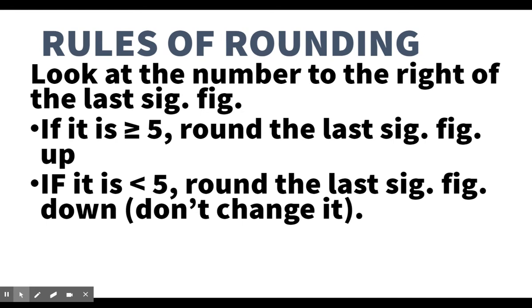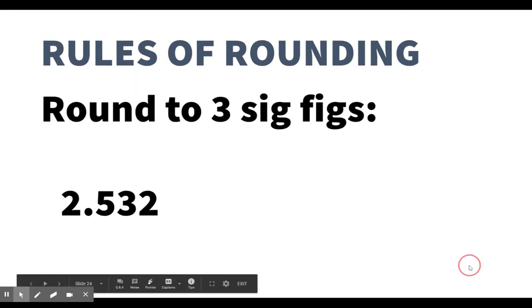Then what you're going to do is look at the number to the right of that last significant figure. If that number is either equal to or greater than 5, then you round the last significant figure up. If it is less than 5, then you round it down, or in other words, you don't change it. Let's do an example.